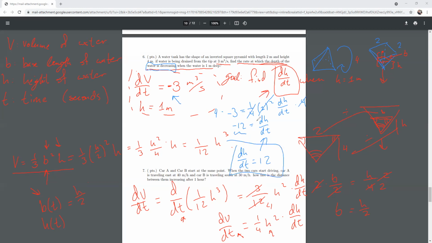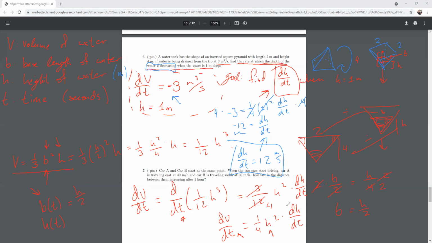There we are. And we have units. h is in units of meters and t is in units of time. So we have meters per second. There we are. There's our answer.